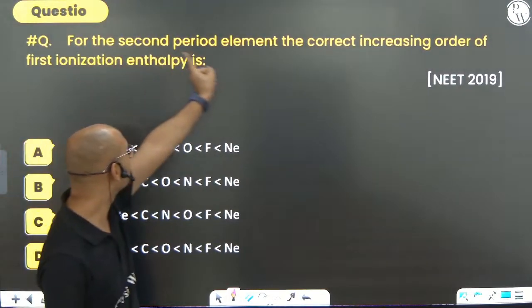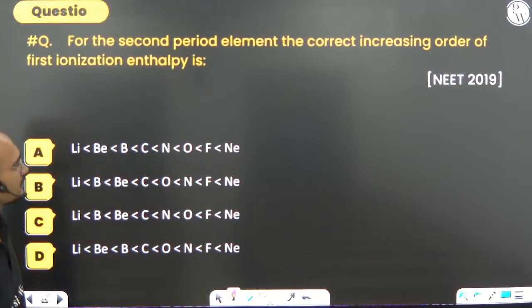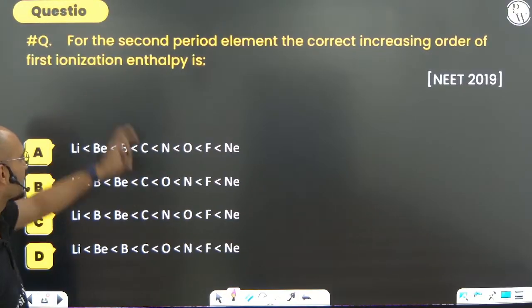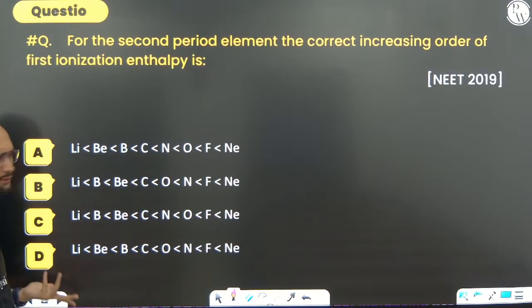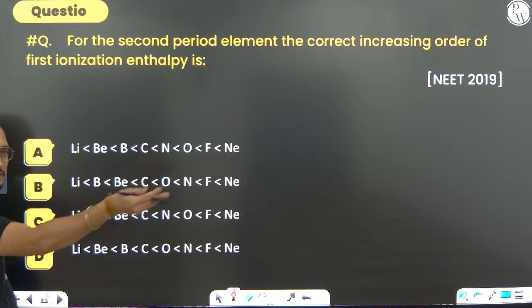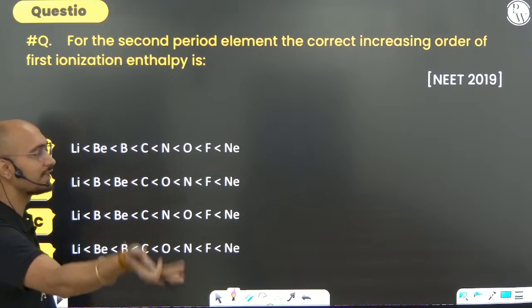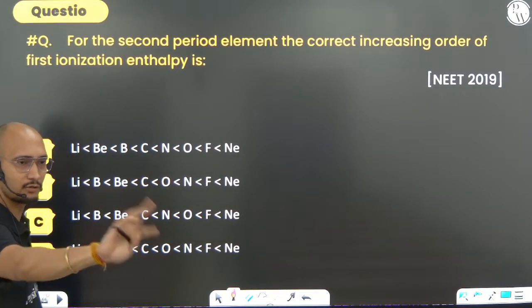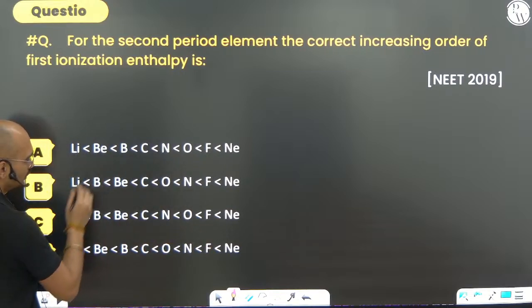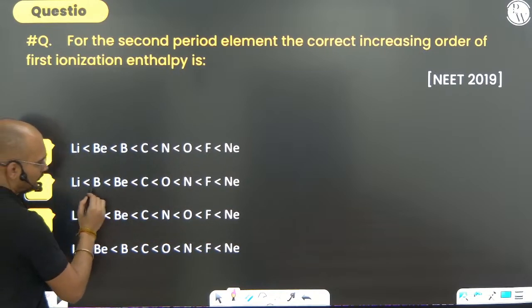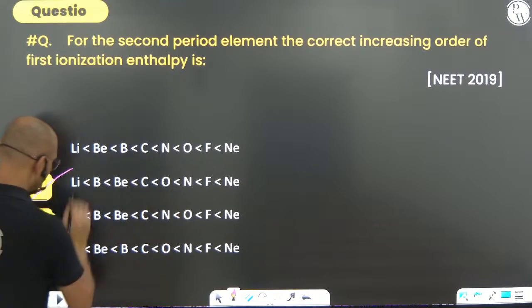Now, for the second period elements, the correct increasing order of the first ionization enthalpy. I hope you all know that. Not a big deal. As you go across from lithium, it always increases, but nitrogen and oxygen change, and beryllium and boron change. So we can say lithium, boron, beryllium, carbon, oxygen, nitrogen. Option B is the correct option.